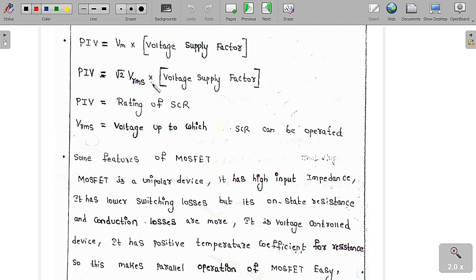So PIV is called the rating of the SCR, and VRMS is called the voltage up to which SCR can be operated. Therefore, peak inverse voltage is equal to VM into voltage supply factor. This is a very important relation: PIV is equal to VM into voltage supply factor, VM is equal to root 2 into VRMS. PIV is called the rating of SCR, and VRMS means the voltage up to which SCR can be operated.